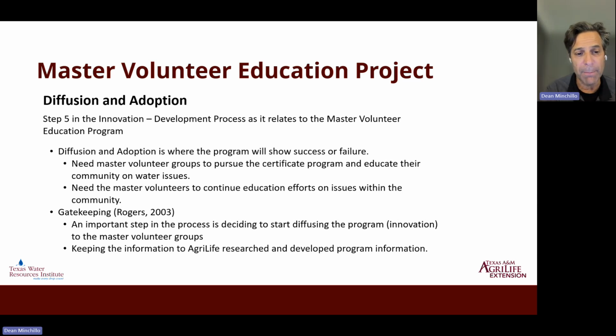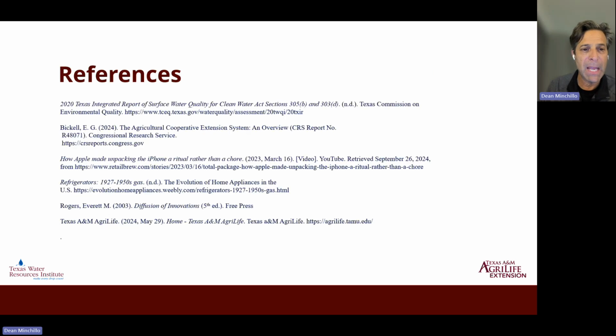And one of the other things that Rogers mentioned as one of the most important aspects is the time when you decide to actually diffuse this, whatever it is, into the community, to see if it actually takes off. So that is a big piece to the puzzle.